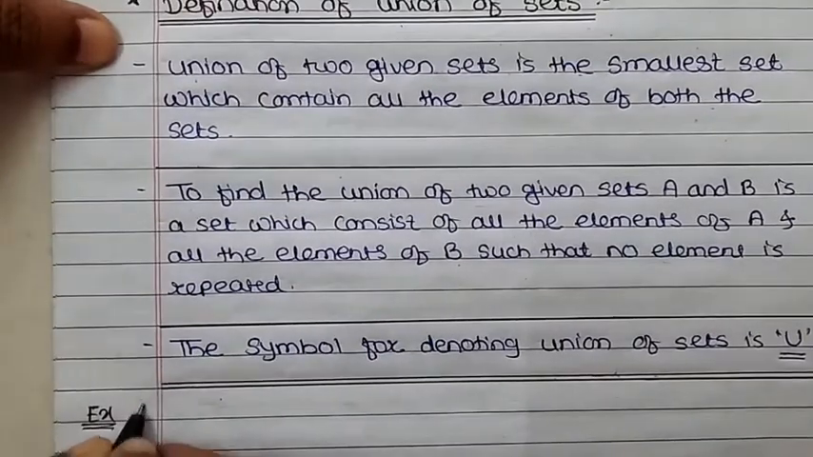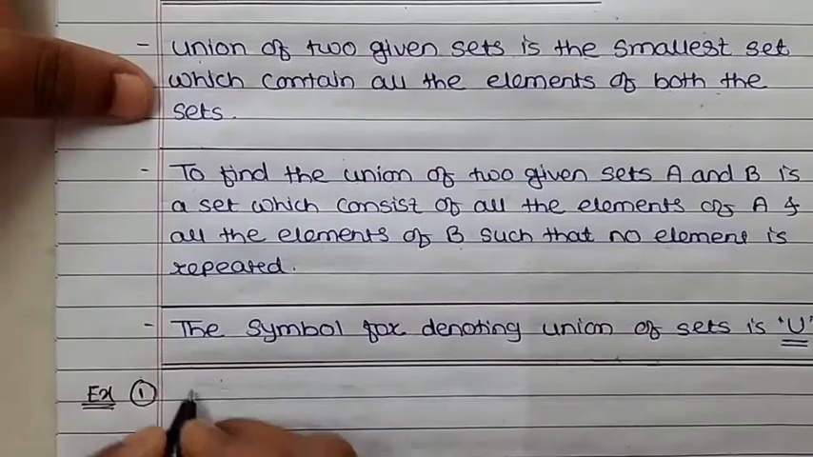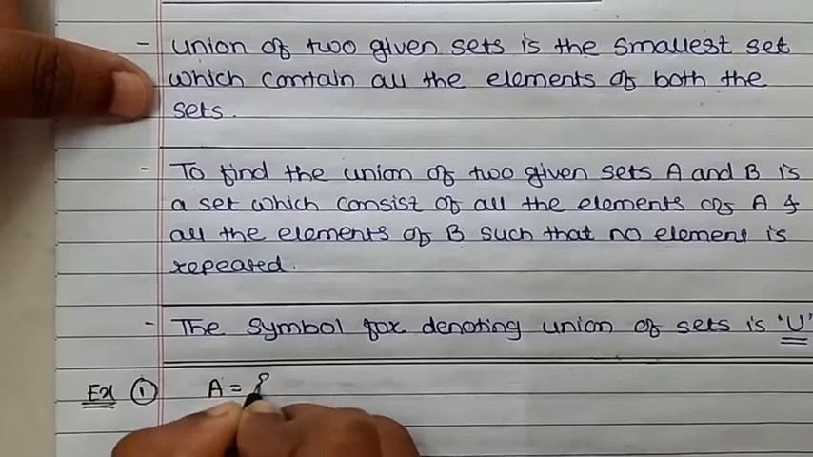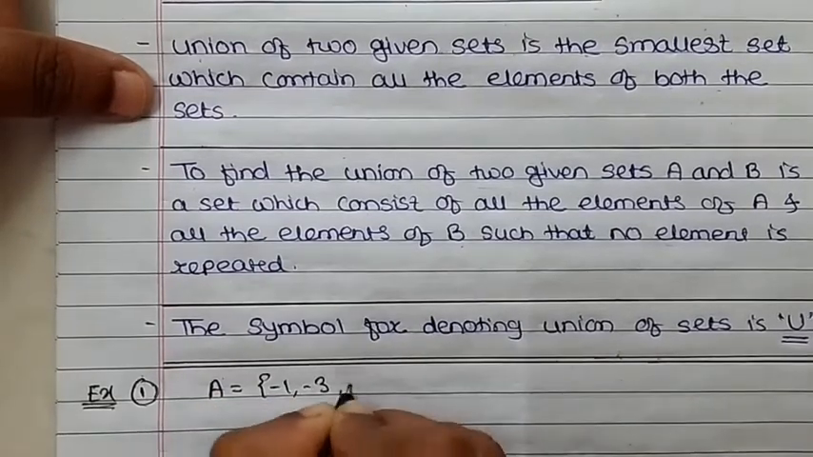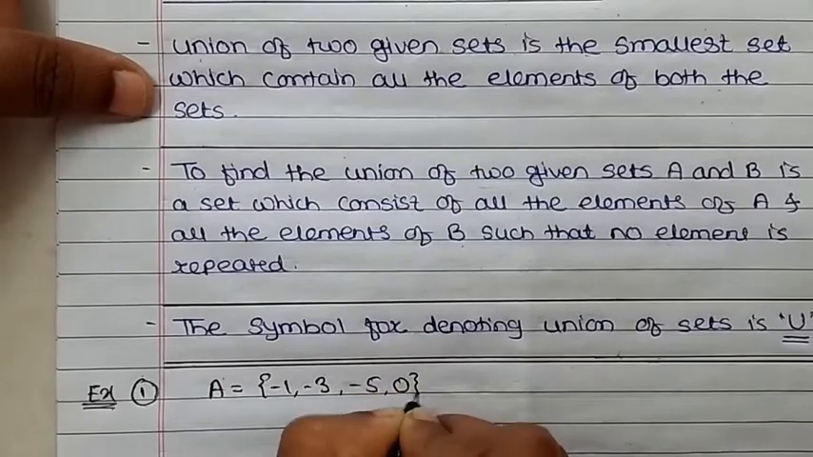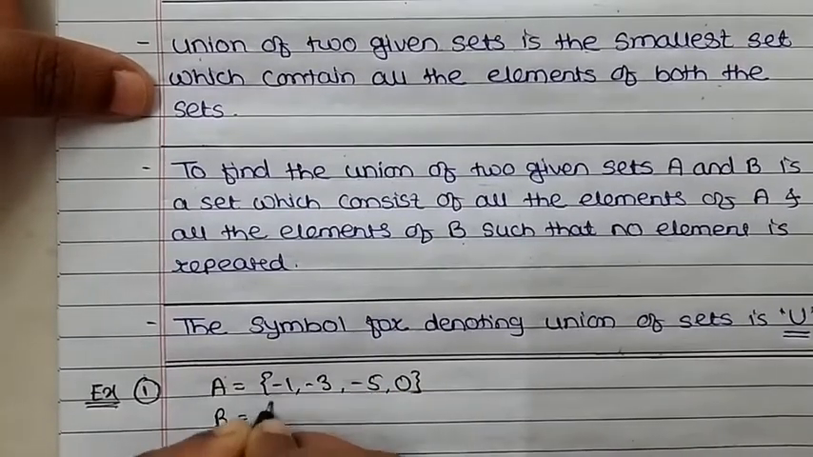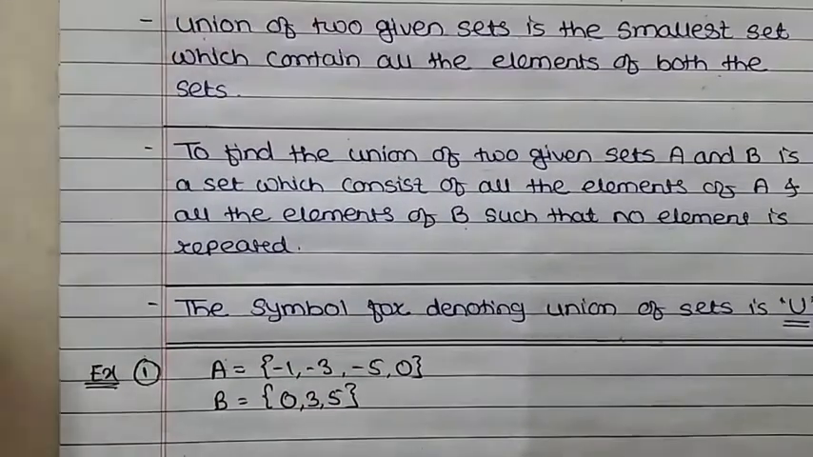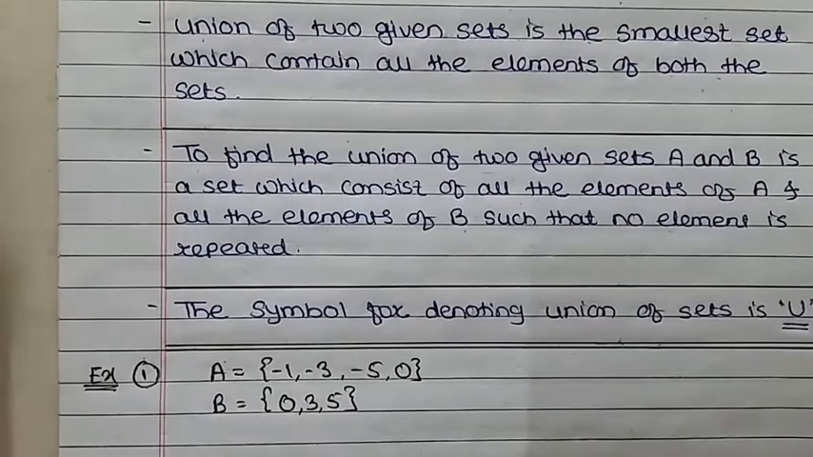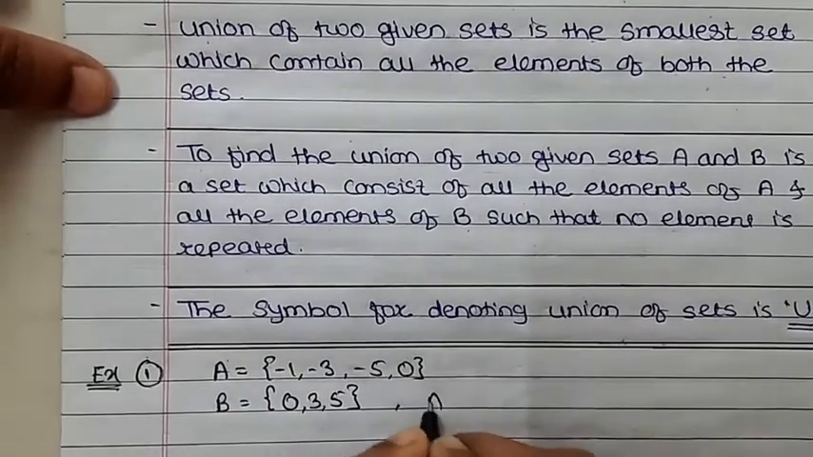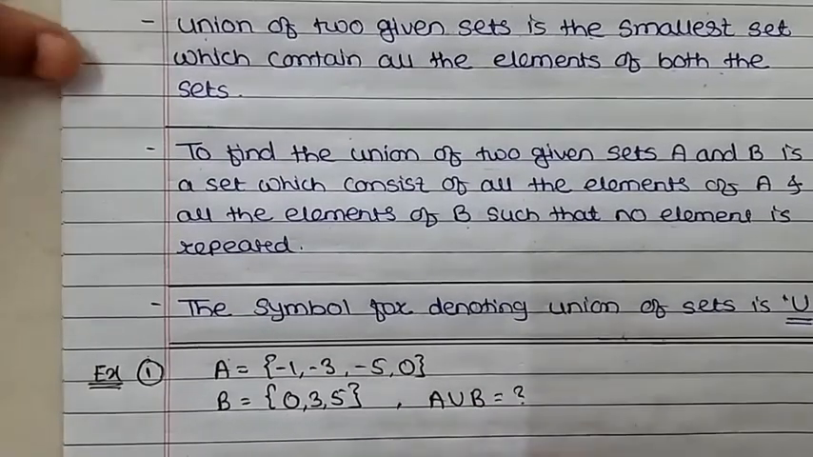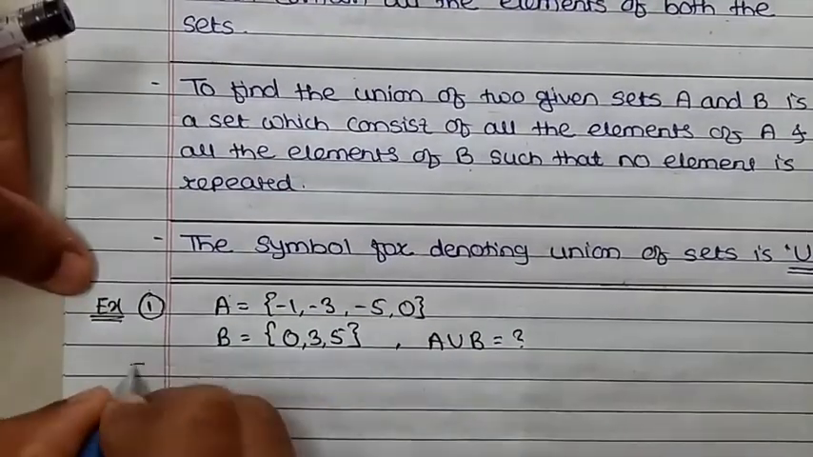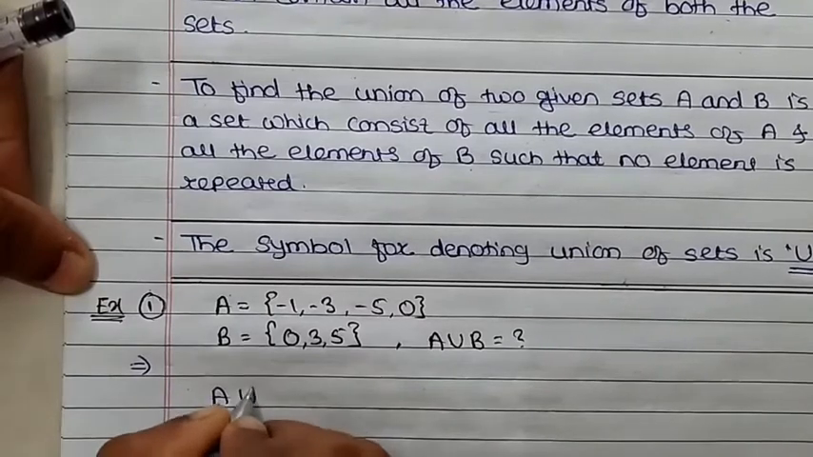Suppose, first example, your set A is equal to {-1, -3, -5, 0}. Okay, B is equal to {0, 3, 5}. And we want to calculate here A union B. So we need to calculate what is A union B. You have to calculate it. So how to calculate this? Okay, so write down A union B.